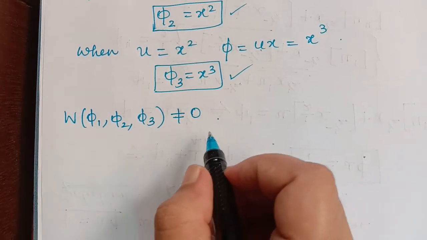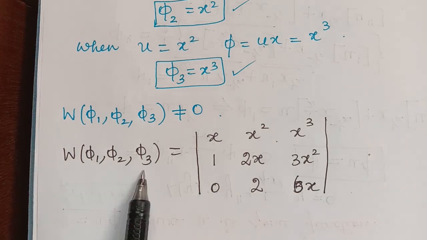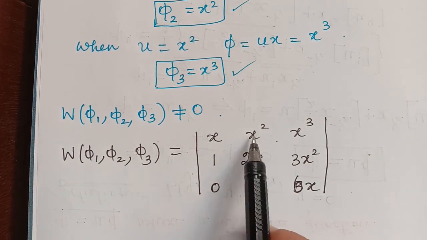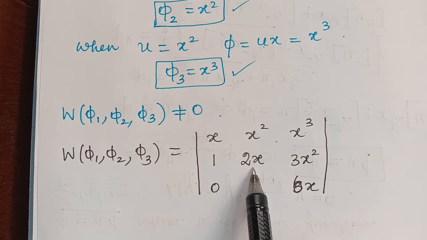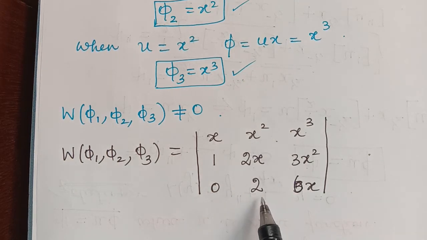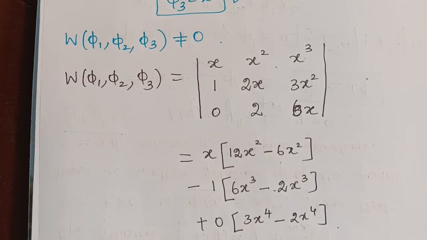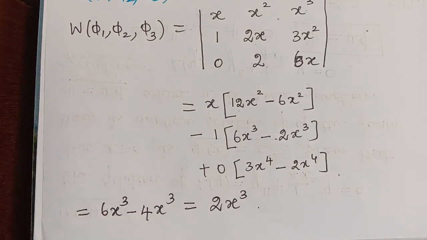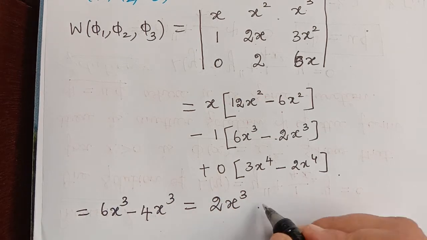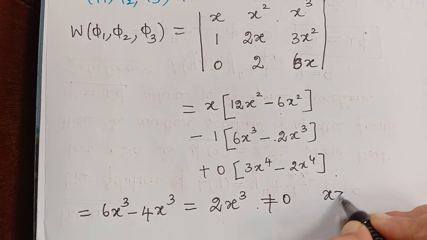So let us find the Wronskian of these solutions. The Wronskian will be the determinant of phi 1, phi 2, phi 3, phi 1 dash, phi 2 dash, phi 3 dash, phi 1 double dash, phi 2 double dash, phi 3 double dash. And so the determinant value I have found here. And after finding the determinant, we observe that the value of the determinant is 2x cube, which is not equal to 0, because in the question it is given that x is greater than 0.